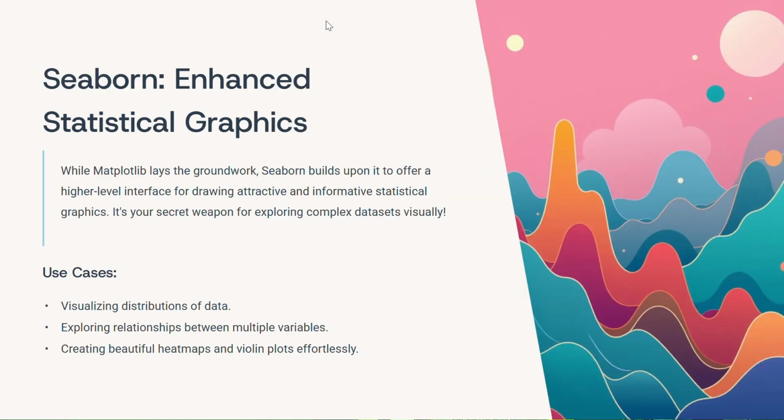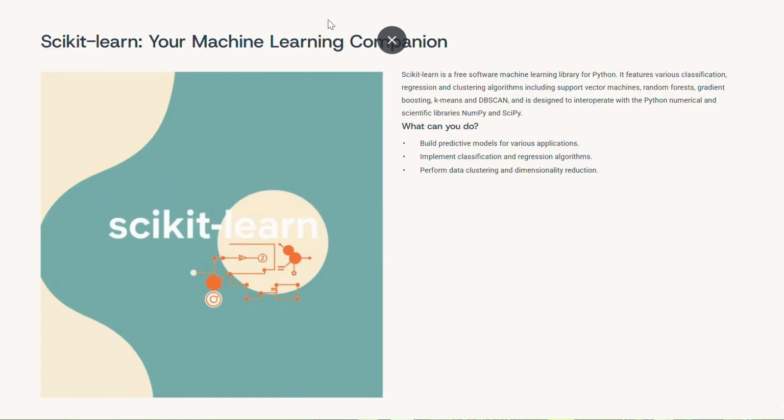Seaborn. While Matplotlib lays the groundwork, Seaborn builds a higher level interface for drawing attractive, informative statistical graphs. It is a secret weapon for exploring complex datasets visually. Use cases: visualizing distributions of data, exploring relations between multiple variables, creating beautiful heat maps and violin plots effortlessly.